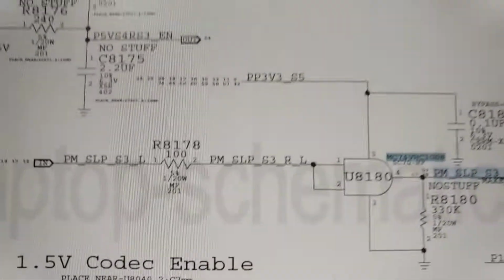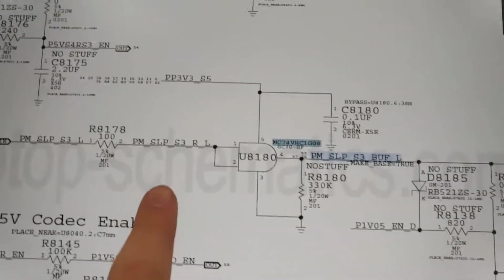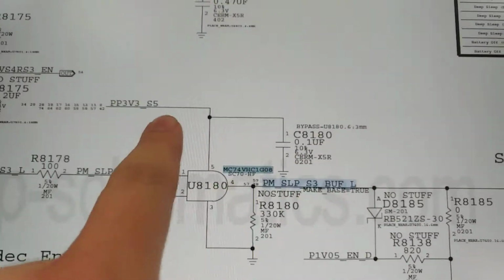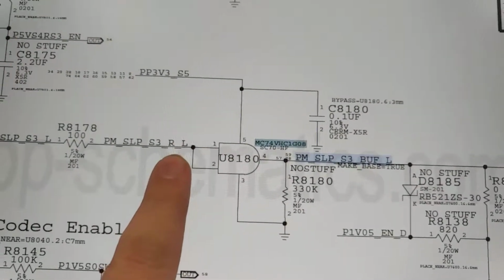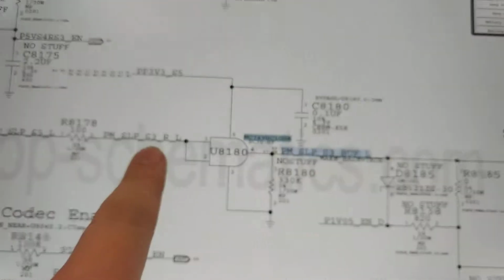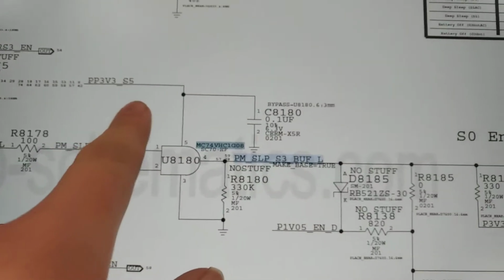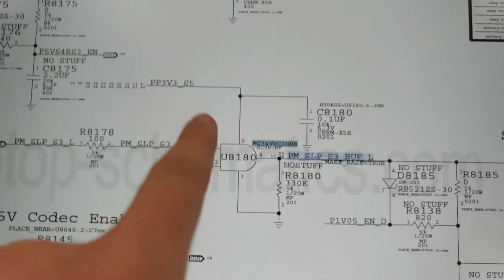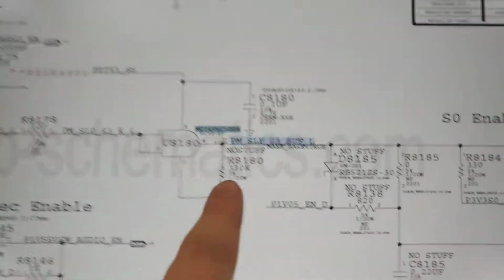If we look, we have PM Sleep S3L coming in, and then we have PM Sleep S3 buffered L coming out, and we have PP5V S5. So if PM Sleep S3L is missing, then it's not going to open. If PM Sleep S3L was present, but PP3V3 S5 was missing, which would never happen, then it wouldn't open either.